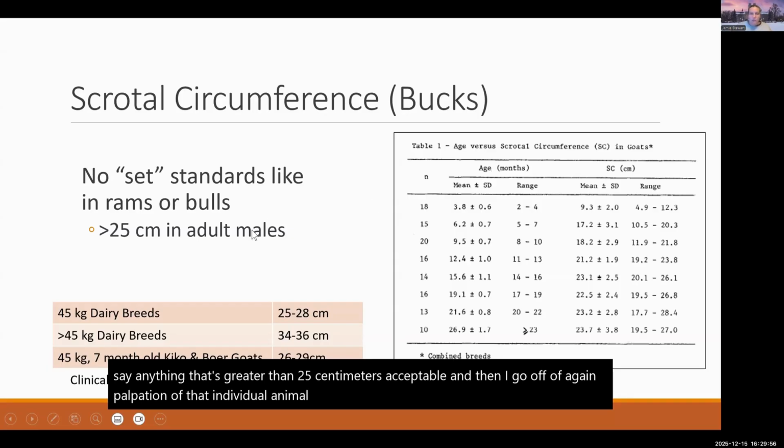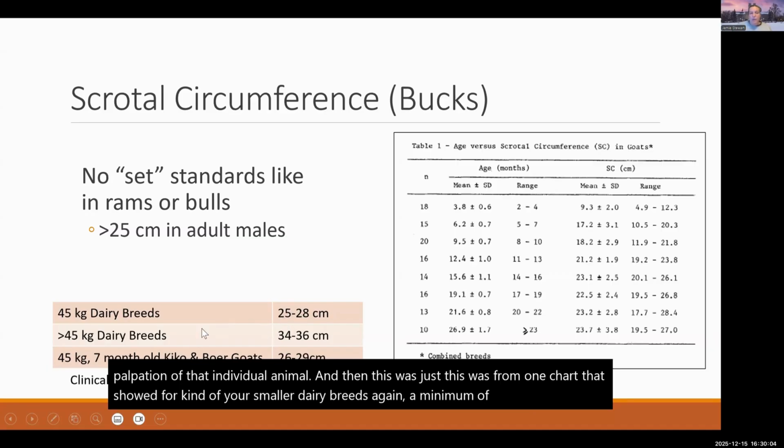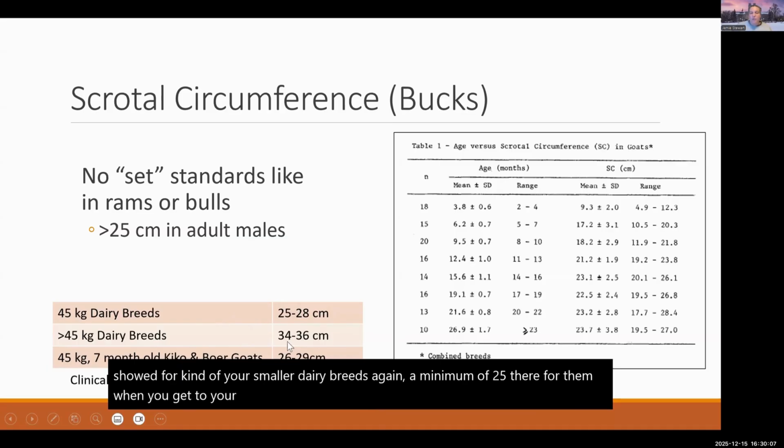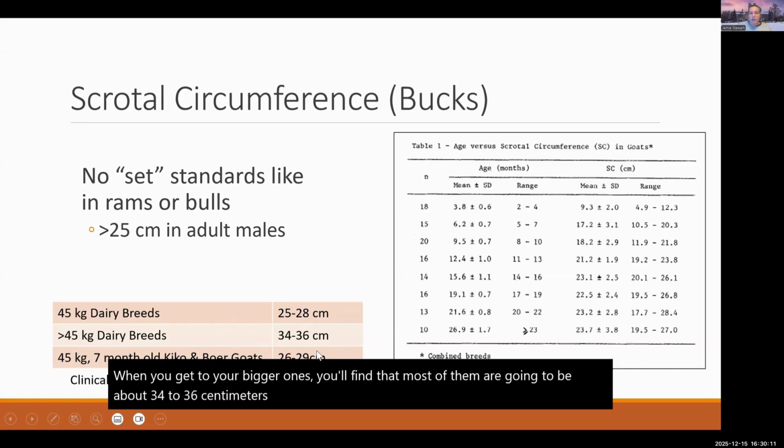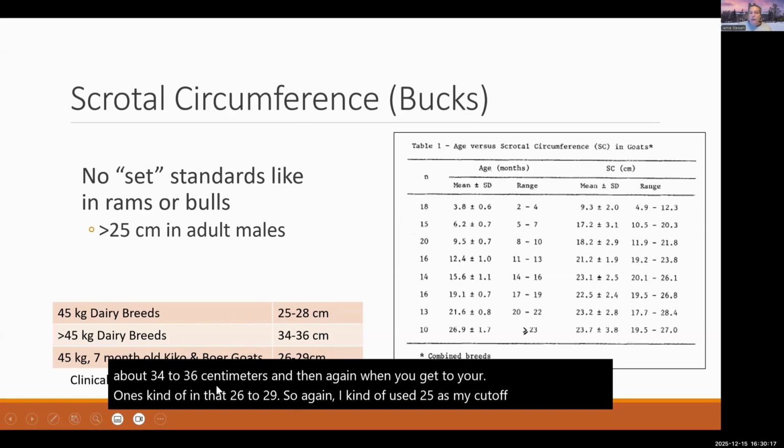And then this was from one chart that showed for your smaller dairy breeds a minimum of 25 for them. When you get to your bigger ones, you'll find that most of them are going to be about 34 to 36 centimeters. And when you get to your younger ones, it's in that 26 to 29. So I use 25 as my cutoff there since it's so close to that.